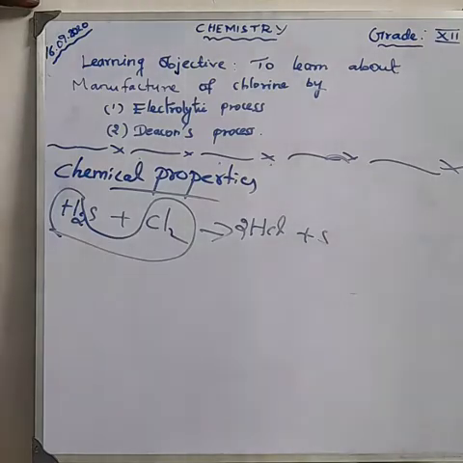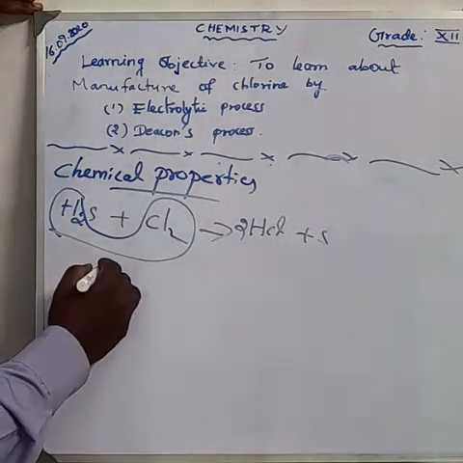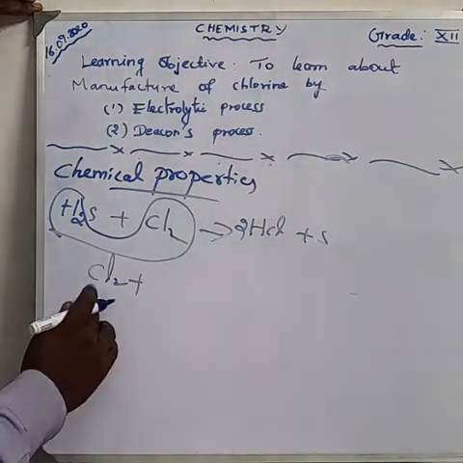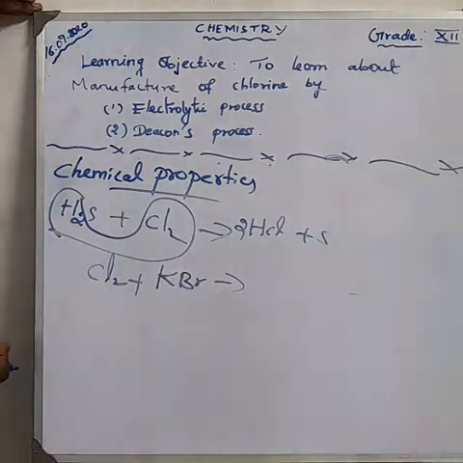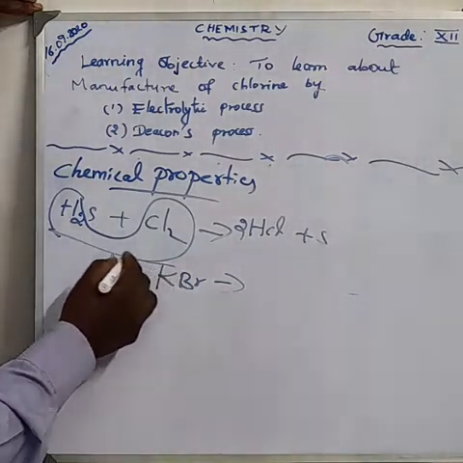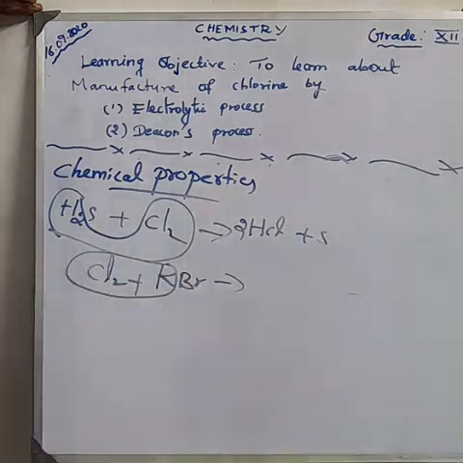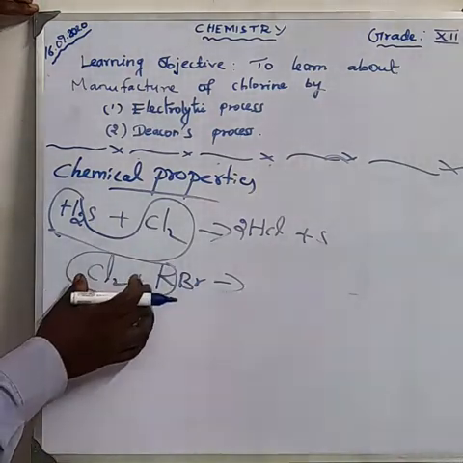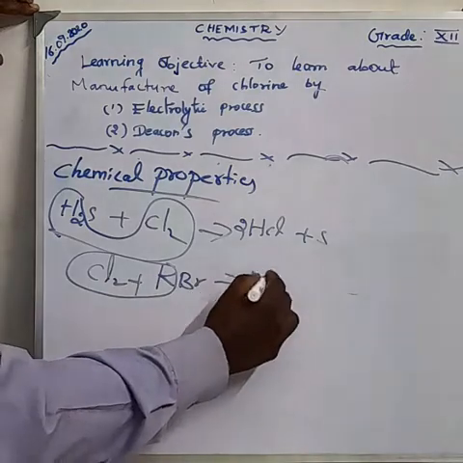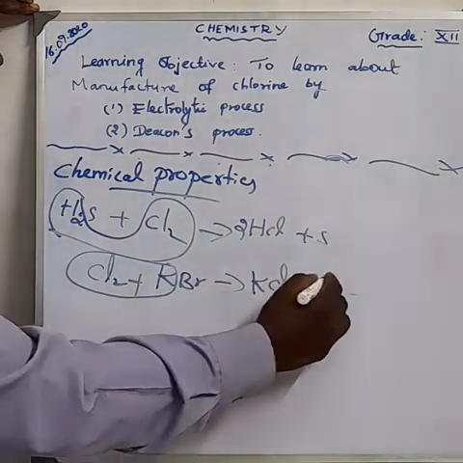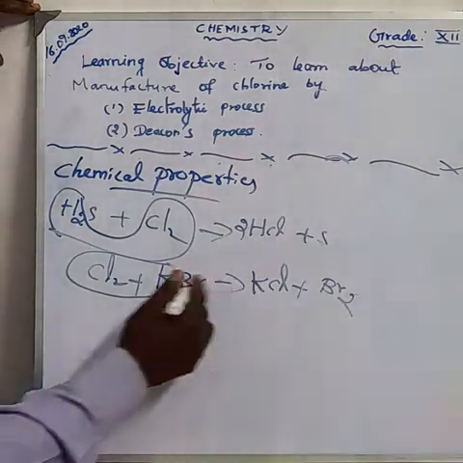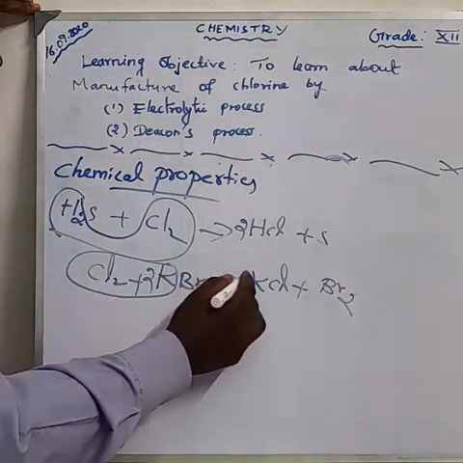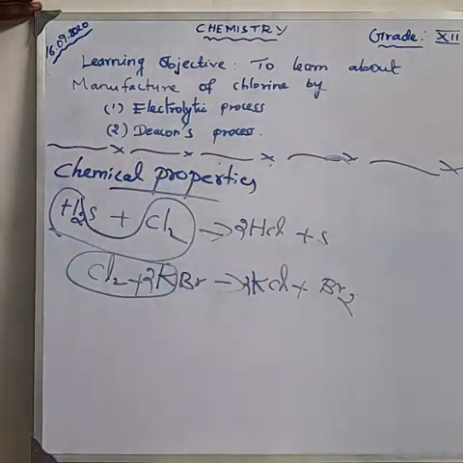What about chlorine reacting with potassium bromide? Chlorine, that is Cl2, reacts with potassium bromide, formula KBr. Potassium is also an alkali metal and easily reacts with chlorine to form KCl plus Br2. How can we balance the equation? 2Br, so make it 2. 2 potassium, 2 potassium. Now the equation is balanced.